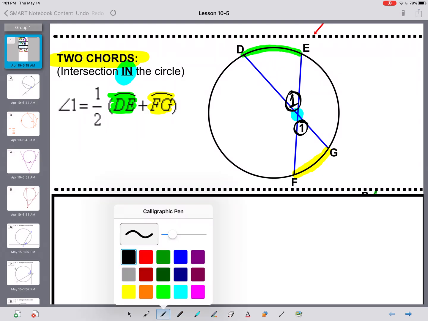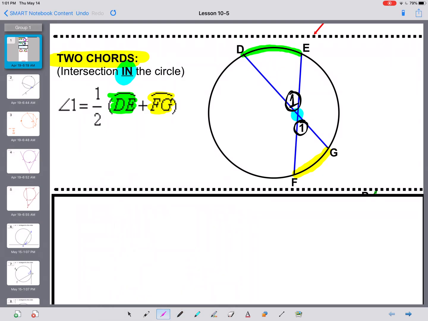Those angles are equal to, look at the formula. The formula says they're equal to 1/2 of the two arcs that they open up to. That angle 1 right there is equal to 1/2 times the yellow arc plus the green arc. So you add the yellow arc and green arc together, multiply by 1/2, boom, you're going to get that angle 1. Now that's for two chords.